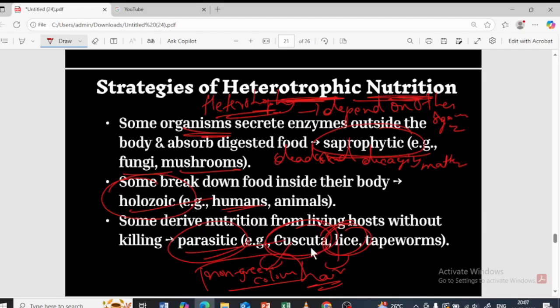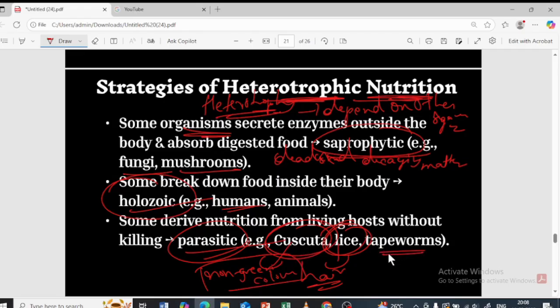It grows on the other green plants, and whatever the photosynthetic product, which is the carbohydrate that is produced by the green plant, it will absorb that. So it is going to feed on the green plant. It will absorb the nutrients from the green plant. So that is the example for parasitic, but it will not kill it.